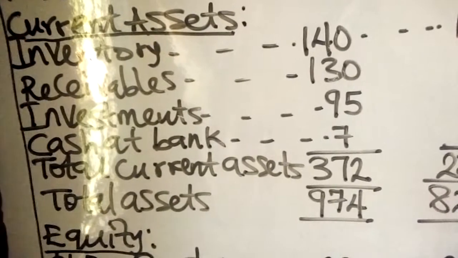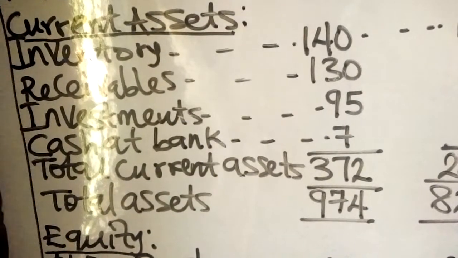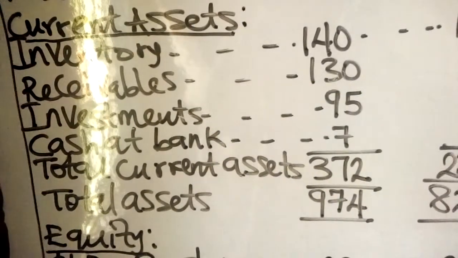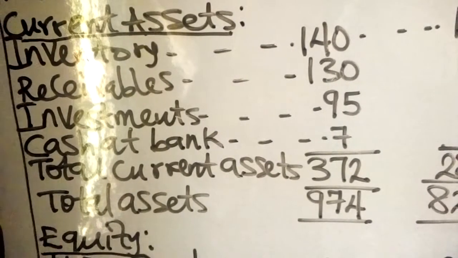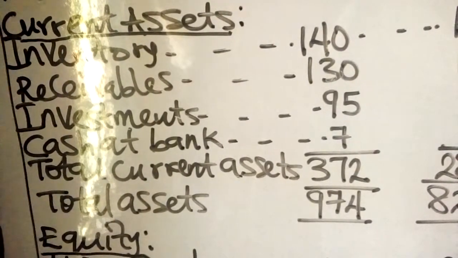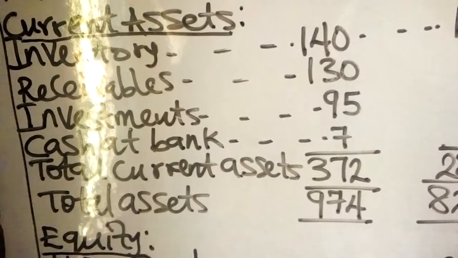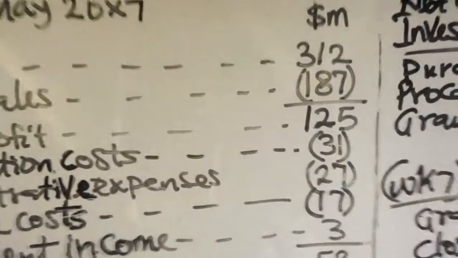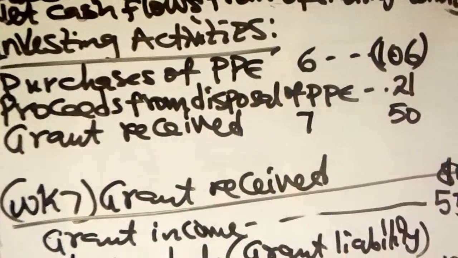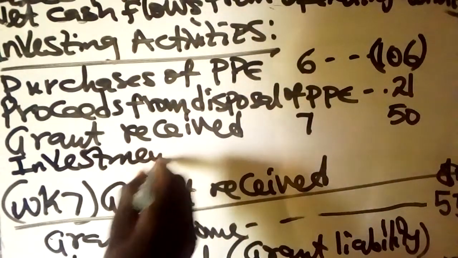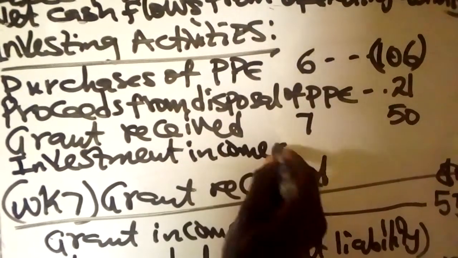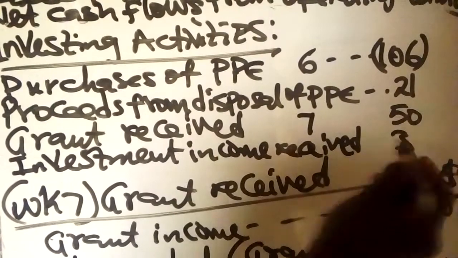Then, if you check your current assets, there is no investment income receivable. We have investment. Investment is different from investment income receivables, and receivables is different from investment income receivables. If you have investment income receivables, that means the investment income is due but not yet received, and that will be adjusted. But since there is no investment income receivable, the investment income of 3 has been received during the year. So you are going to have investment income received, which is 3 million.